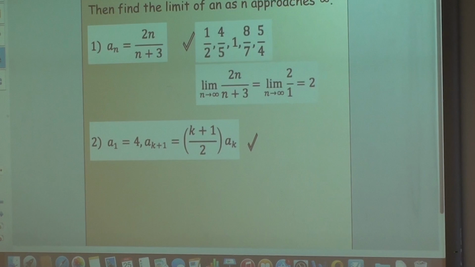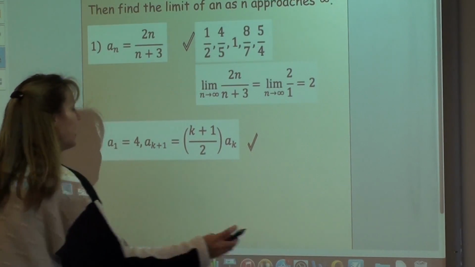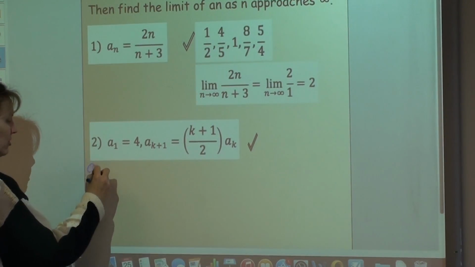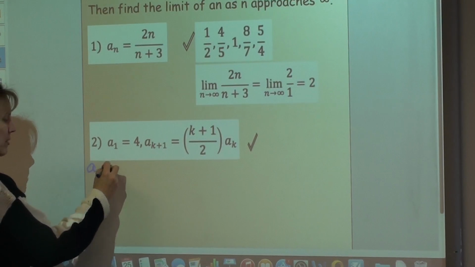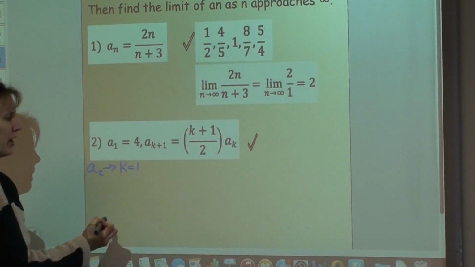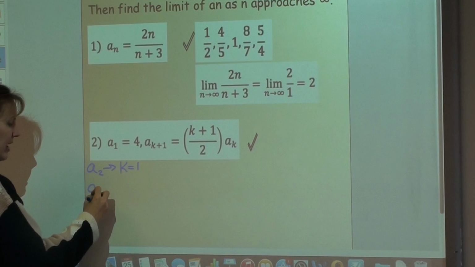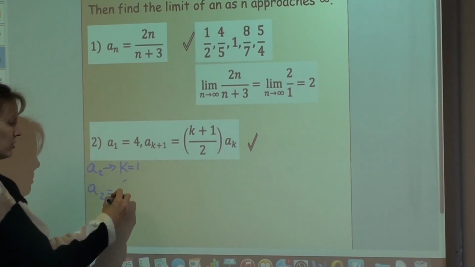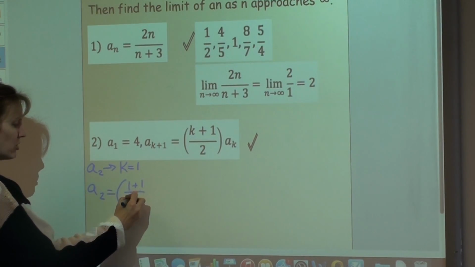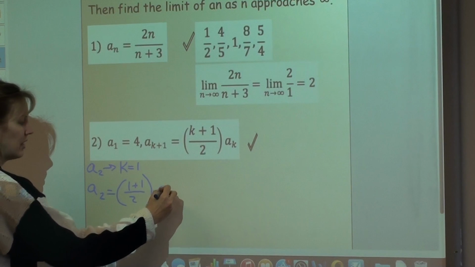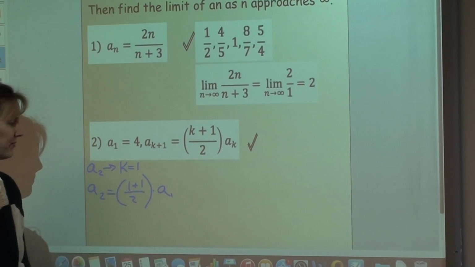I'll give you a start. In order to find a sub 2, that means k has to equal 1. So we get a sub 2 equals 1 plus 1 over 2 times a sub 1.